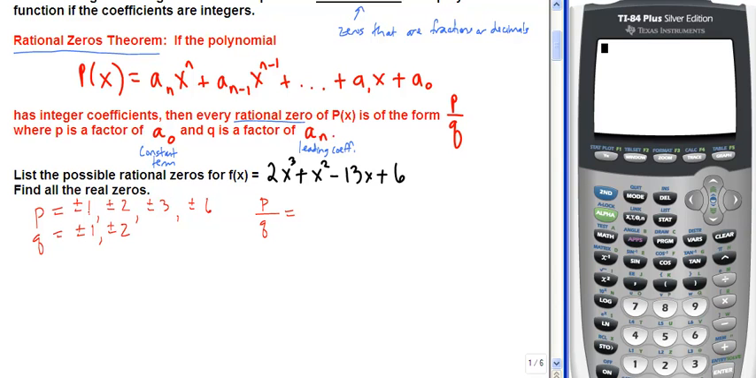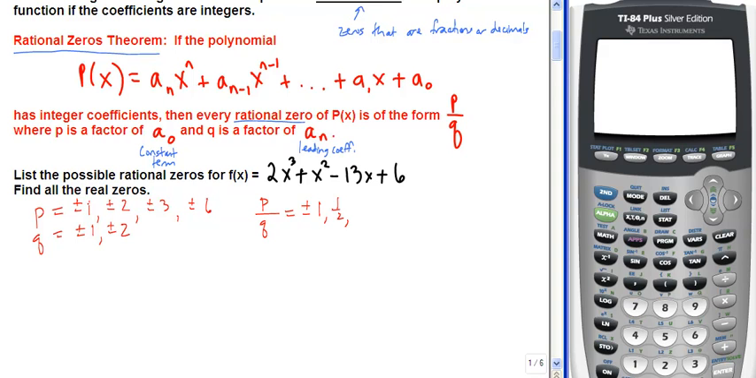So let's start with 1. This could be either 1 over 1, which is 1, or 1 over 2, which is a half. And because both signs are possibilities, I'm just going to put a big fat plus or minus sign out front, and that's going to be the case for all of these. So all of my potential zeros here are positives or negatives.